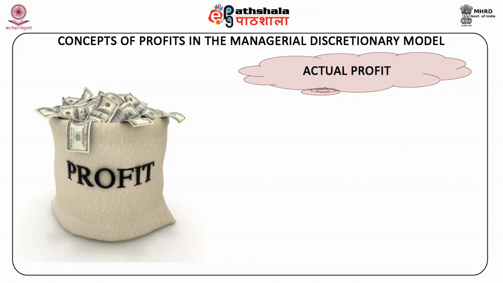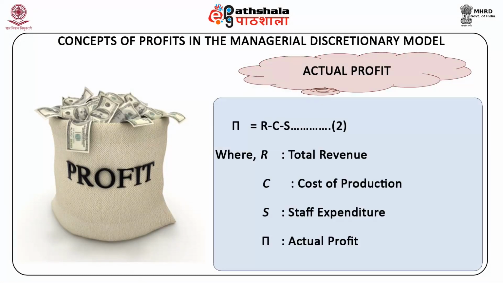Actual profit in Williamson's model is total revenue minus total cost, including staff expenditure. Thus, total revenue less cost of production and staff expenditure is actual profit. Mathematically, we can write pi is equal to R minus C minus S, where R is total revenue, C is cost of production, and S is staff expenditure, while pi is actual profit.